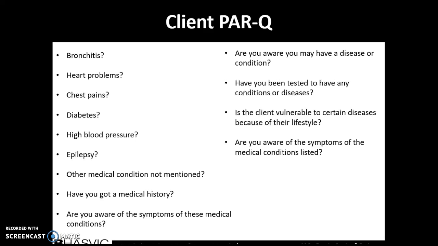And then, are you aware of any of the symptoms? Are you aware of the symptoms of these medical conditions? Are you aware you may have a disease or condition? Have you been tested for any conditions or diseases? Is the client vulnerable to certain diseases because of their lifestyle? And are you aware of the symptoms of the medical conditions listed?